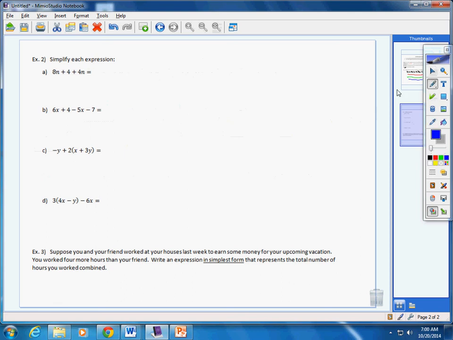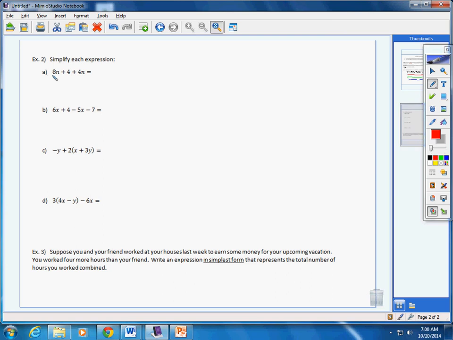Okay, to our examples finally. It says simplify each expression. You're able to simplify an expression by combining all of your like terms. Okay, so as long as you understand what the term like terms means, you're not going to have a problem simplifying.